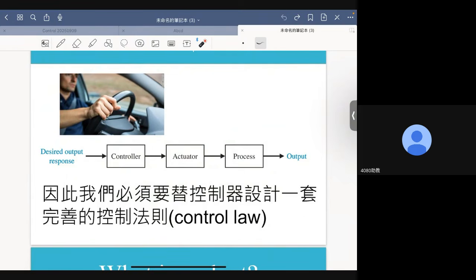But we will not jump in directly to tell you how to design a control law. That is not how it works, okay? Remember, what is the goal of control? Control is to make things behave like we want, okay?